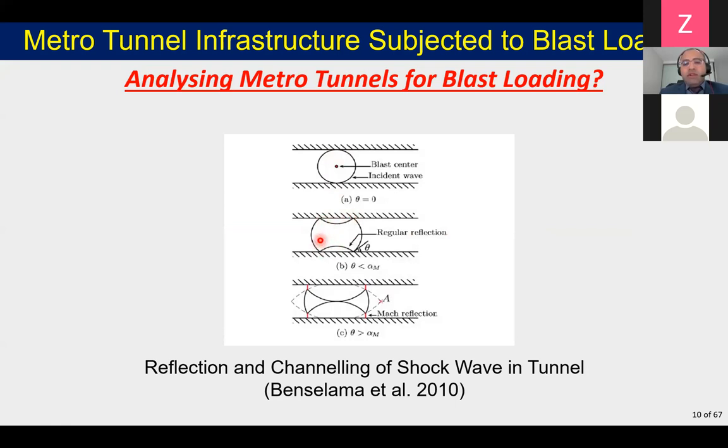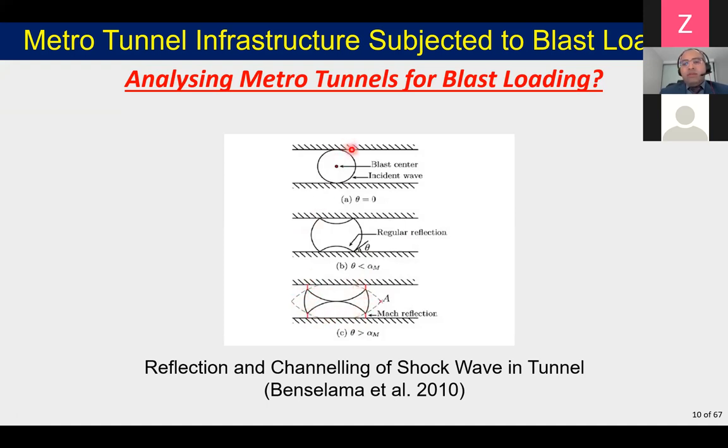Then when it's reflected, the front starts propagating back toward the other boundary of the tunnel. On many occasions, these two fronts will interact and intensify the shock wave intensity, and then propagate together. That reflection could sometimes be more than the actual shock wave which initiated just after the blast. So this is the problem with the tunnel infrastructure.